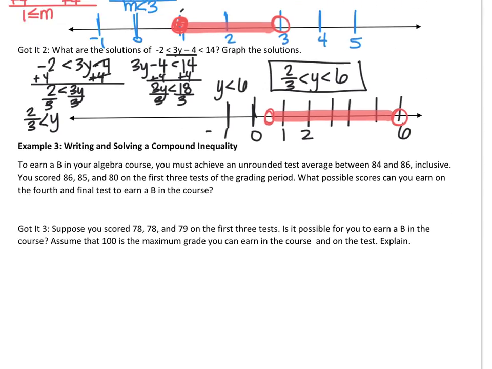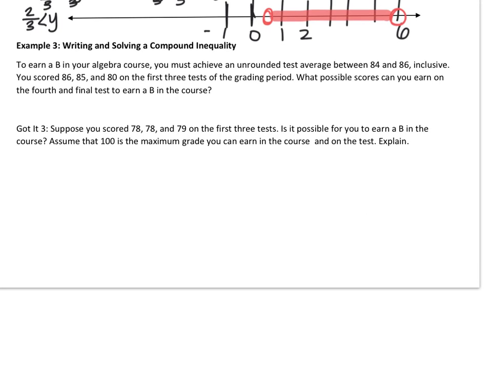Example 3, writing and solving a compound inequality. They say to earn a B in your algebra course, you must achieve an unrounded test average between 84 and 86.